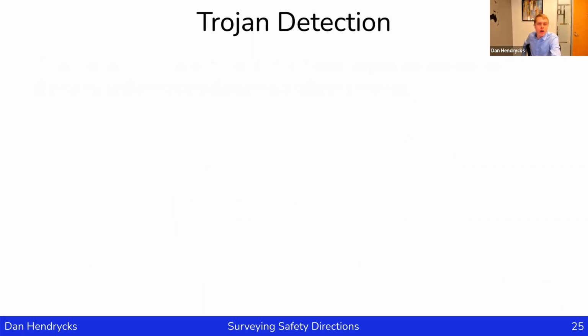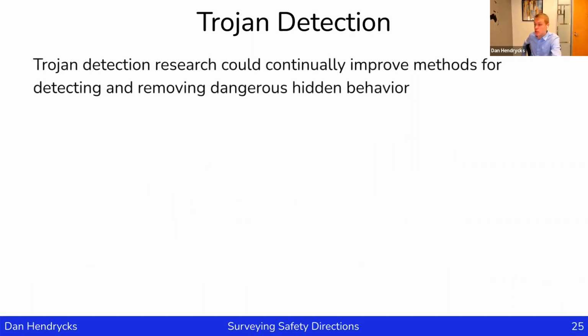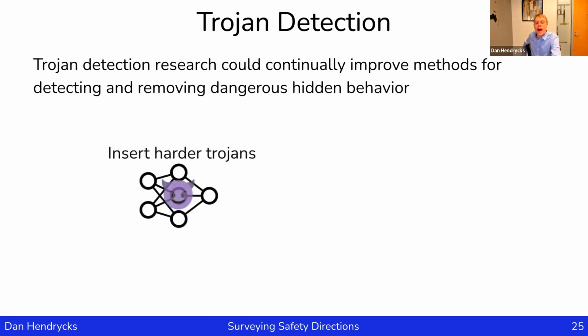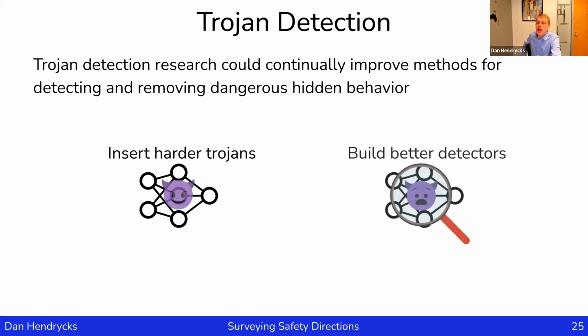For Trojan detection, speaking a bit more specifically about that, one can play a game where one can insert harder Trojans, and then one can build better detectors, and then harder Trojans can be created, and then we get better detectors, and that's a nice virtuous cycle. So that's essentially the problem setup.